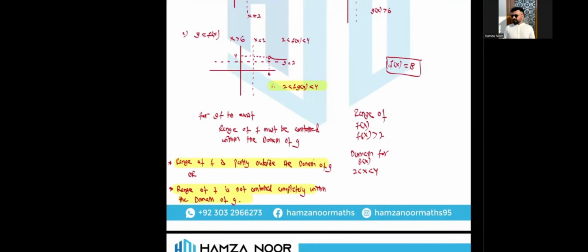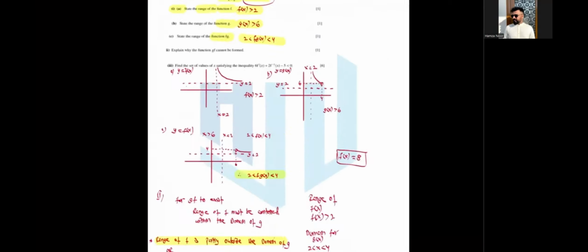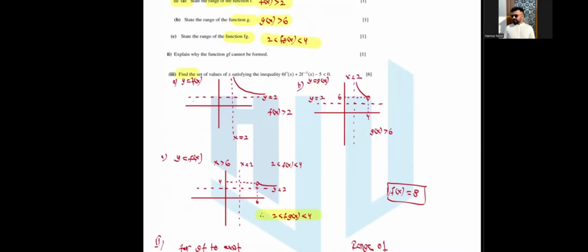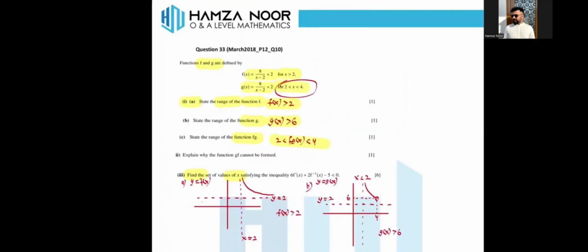All right, so here we had part 2. Okay, so now let's move on to part 3. It says: find the set of the values of x which satisfy the inequality 6 times f dash x plus 2 times f inverse x minus 5 is less than 0. This part is worth 6 marks.